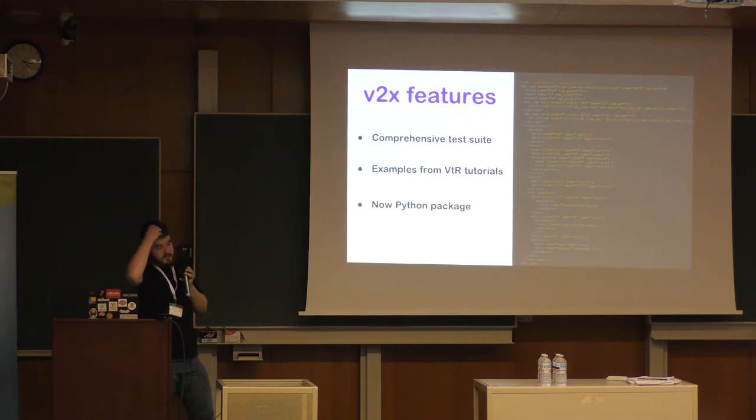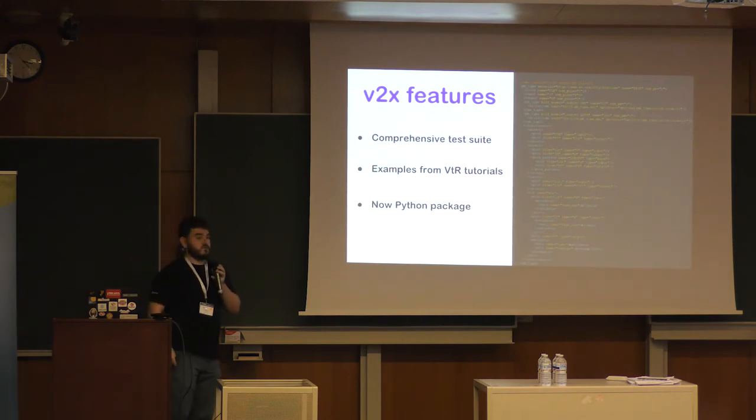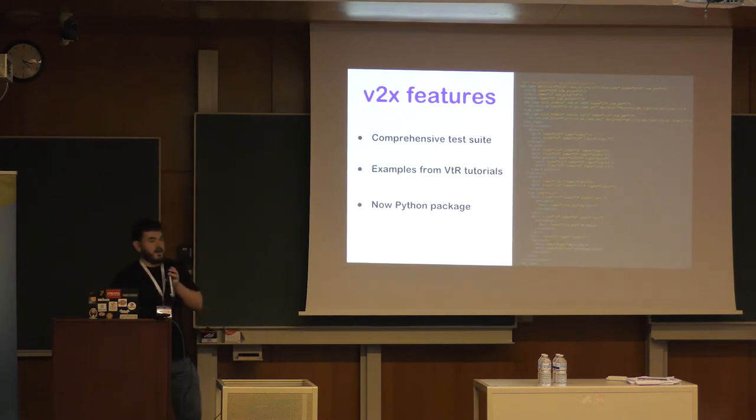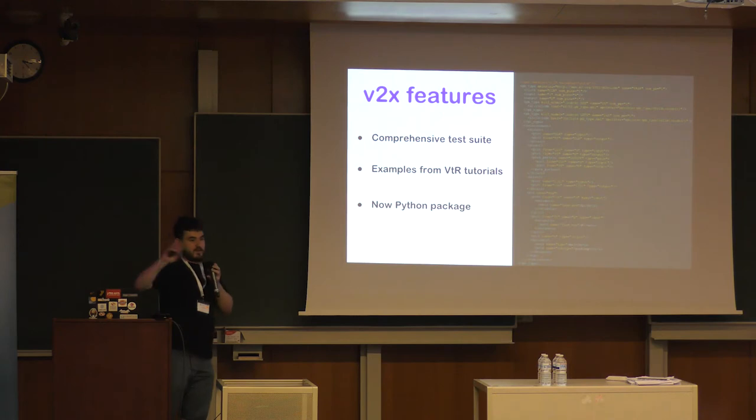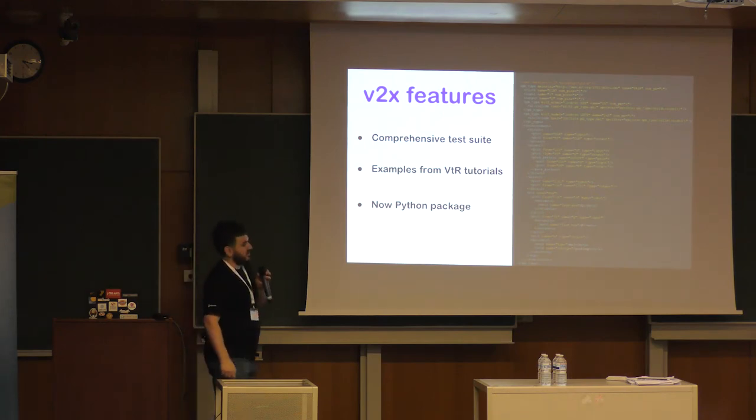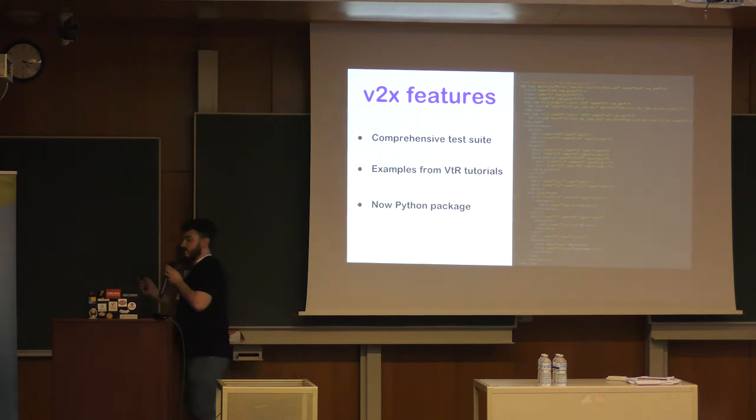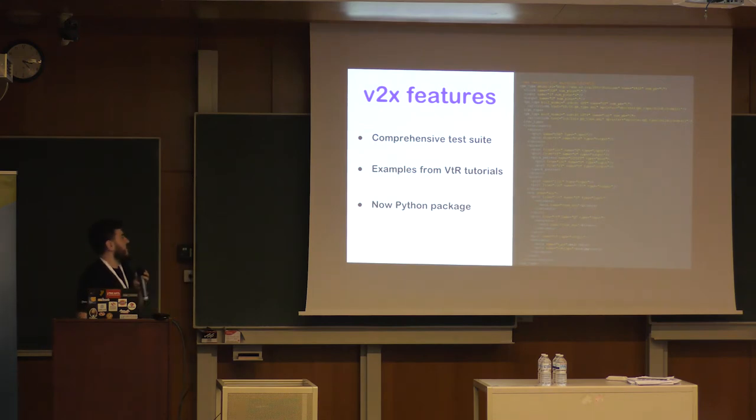So we can ask VPR to use the generated architecture and try to place and route the design from which the architecture was defined. If that succeeds, it means that everything is okay, that we generated something that is possible, something that is usable. That's how the test suite is implemented.